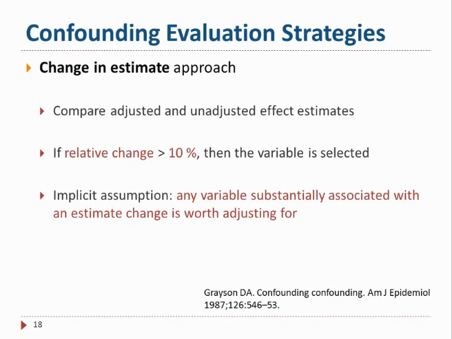If it changes your effect coefficient by, say, more than 10%, some people use different cutoffs, then you'll keep that variable. So what you're assuming here is that any variable that is going to change your estimate substantially is worth adjusting for, and so that's what you want to adjust for.